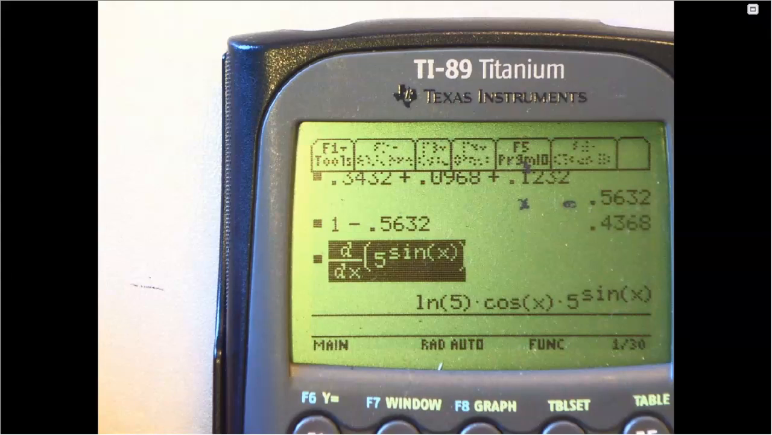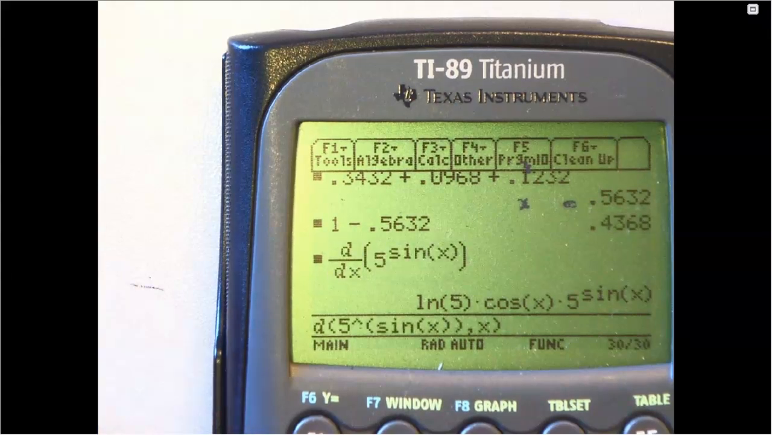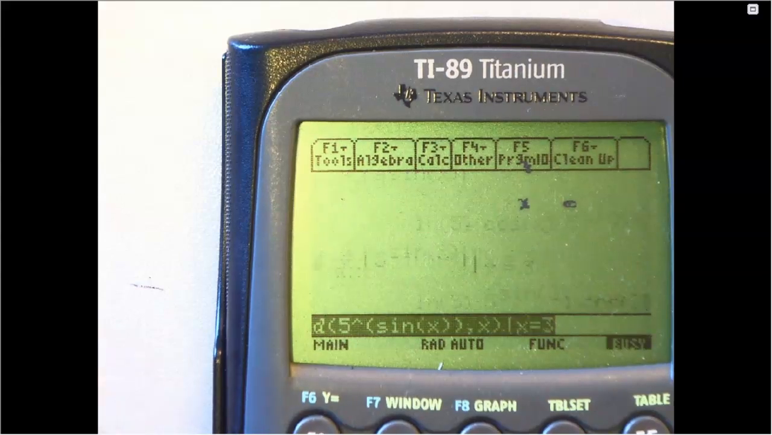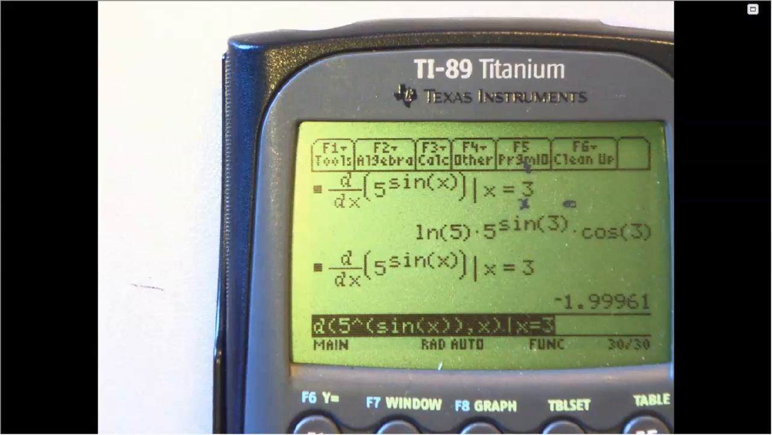If I do that again, but now I put that vertical bar and type x equals 3, it gives me that, which is still pretty useless to me, so to get a decimal I then hit enter. Now I can tell if the original function is increasing or decreasing. It's negative, which means the original function is decreasing when x equals 3. So just two things there: a reminder that a negative derivative means decreasing, and a reminder of how to do it on our calculators.